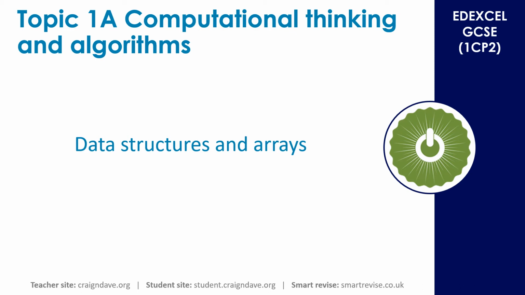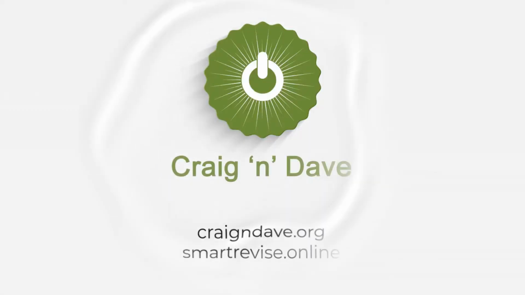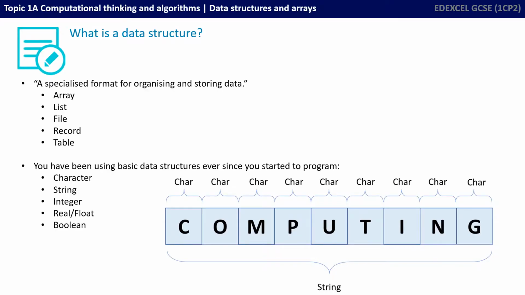So in this video, we take a look at the concept of data structures and arrays. So first of all, what actually is a data structure? Well, it's a specialized format for organizing and storing data. And you've been using a number of them already, things like arrays, lists, files, records and tables.